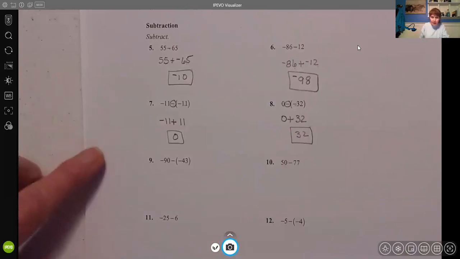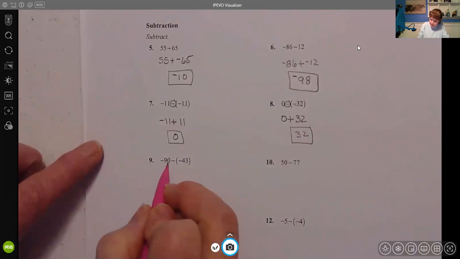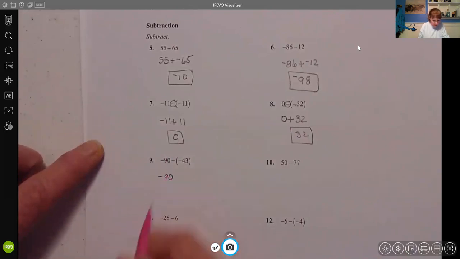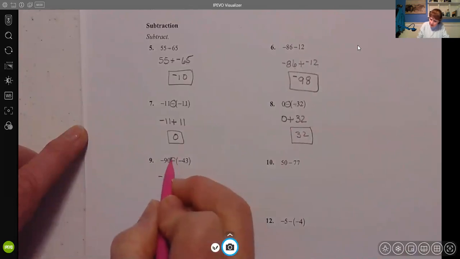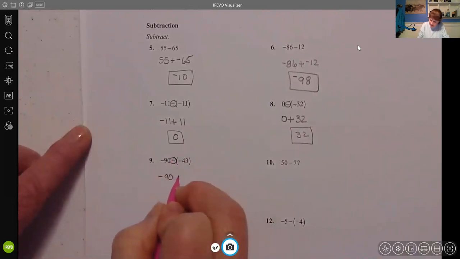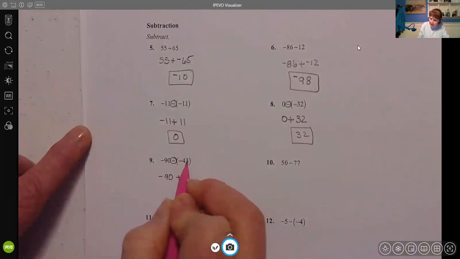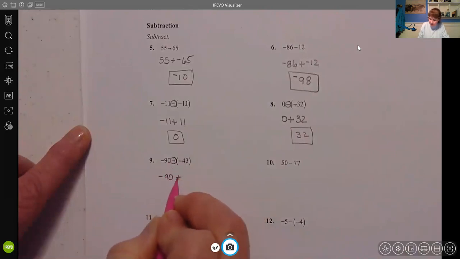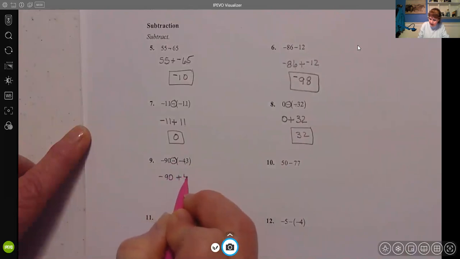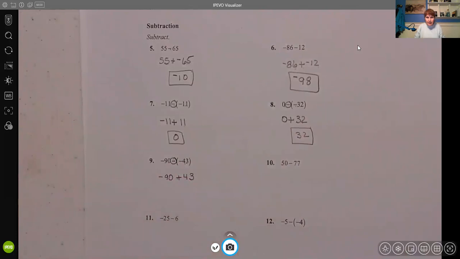Okay, let's do another one. We leave the first one alone, negative 90. Okay. And we're going to change this to a plus, and that'll become a positive 43. So when you do change that to a plus, you take the opposite of that. So I have 90 negatives and 43 positives.